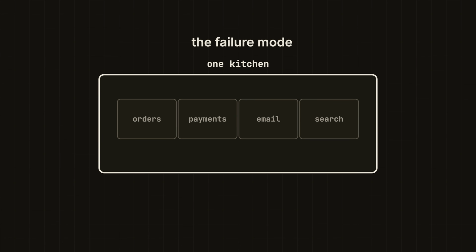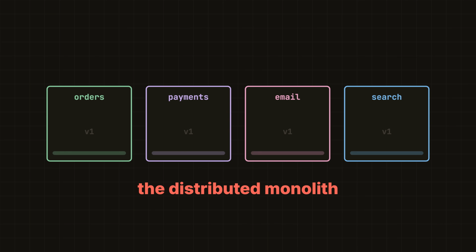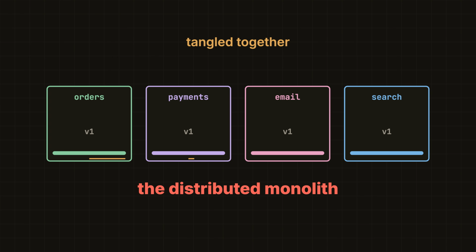And this is the one I most want you to walk away knowing because it is what actually happens to teams. It is called a distributed monolith. And at a high level, it means we split the application into services, we deploy them separately, but they are still so tangled together that we cannot actually change one without the others. And there are three tells.